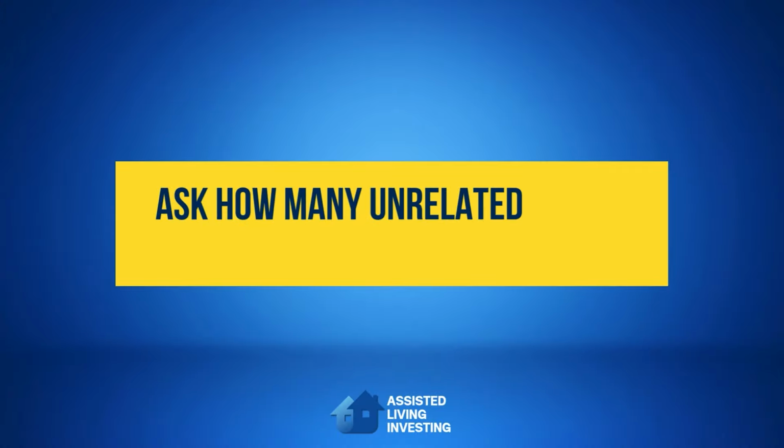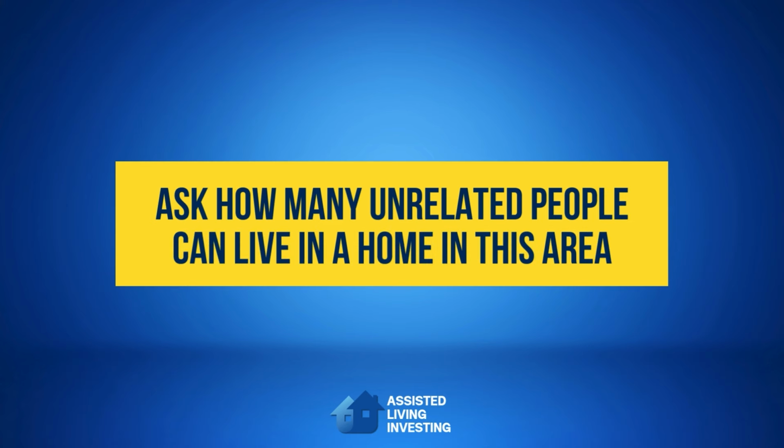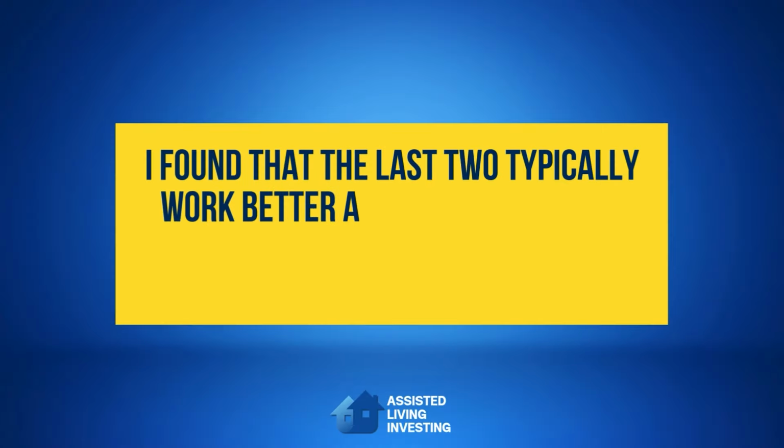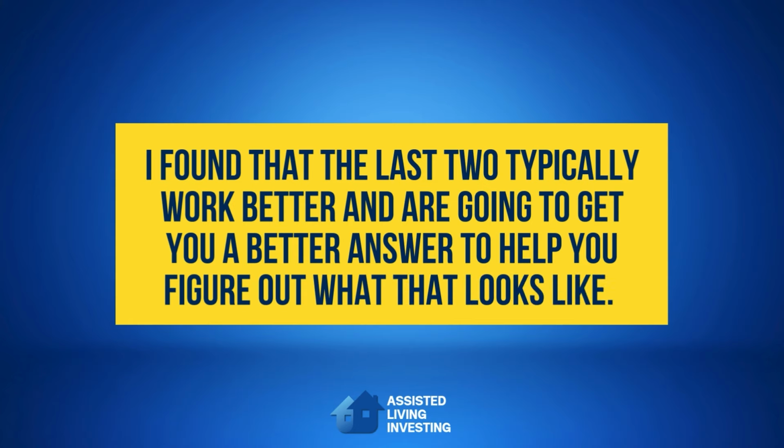The other thing that you want to do, because this is the crux of zoning, is ask how many unrelated individuals can you have living in a home? It's a lot more technical, but you might have to get to that point where you're asking, what does that look like? What is the zoning in this property, and how many unrelated individuals can live in that home? So that's something you want to ask. Those are the 3 ways that you can ask that question. I found that the last 2 typically work better and are going to get you a better answer to help you figure out what that looks like.